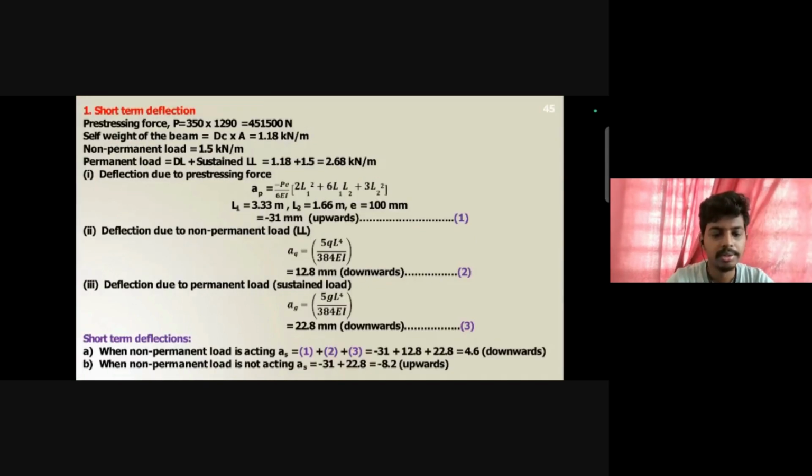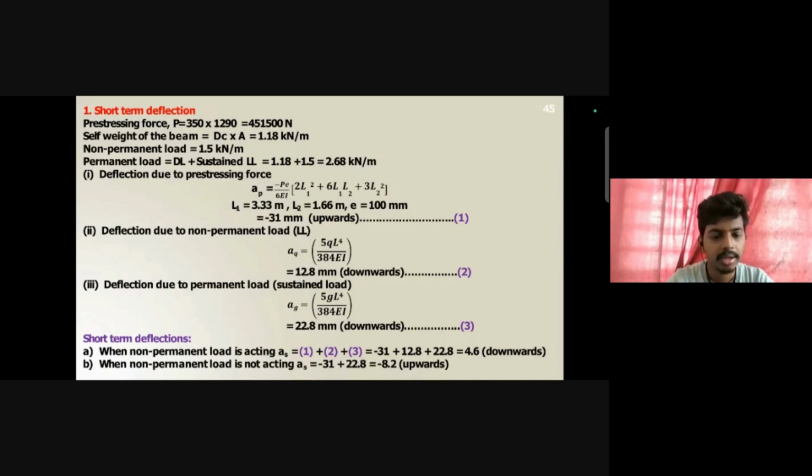We need to find the short-term deflection and long-term deflection, and the given and assumed values are given here. So now we find the deflection due to pre-stressing force, substituting the values, we get minus 31 mm, which is acting upwards. The deflection due to non-permanent load is 12 Q L⁴ by 384 EI. While substituting, we get 12.8, which is acting downwards. The deflection due to permanent load, that is sustained load, is 5 G L⁴ by 384 EI, which is acting downwards, 22.8.